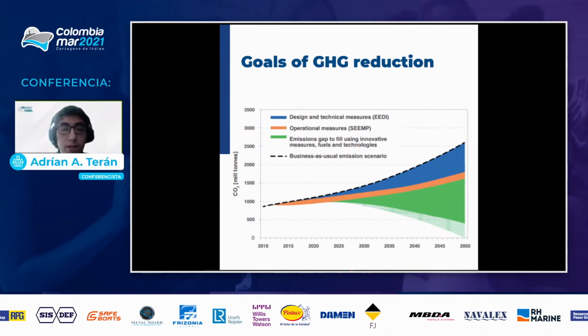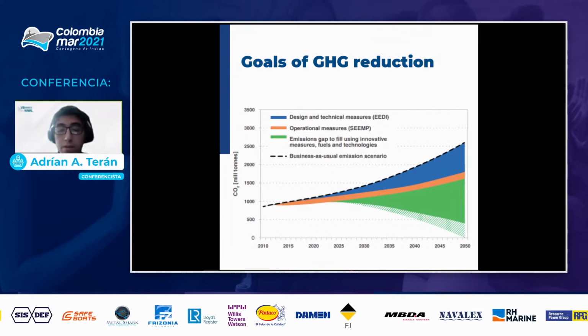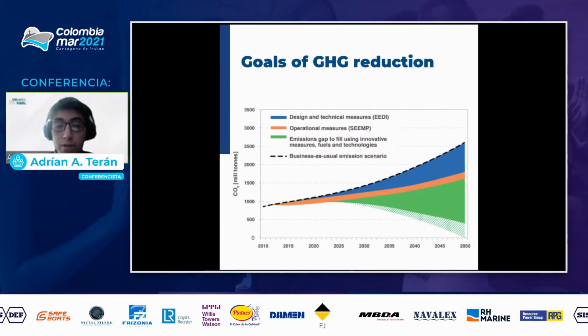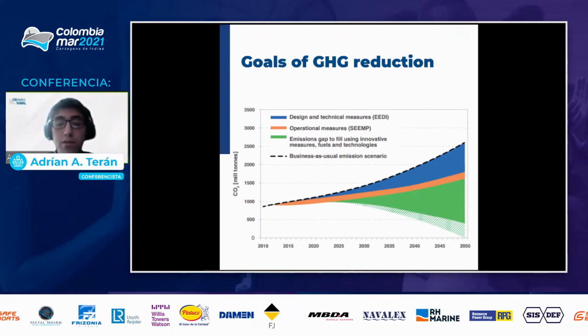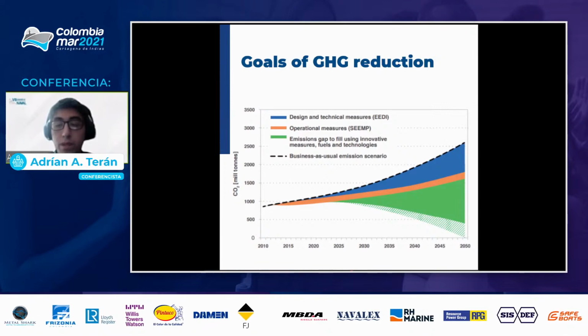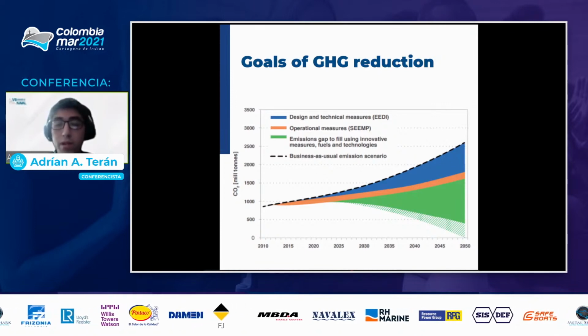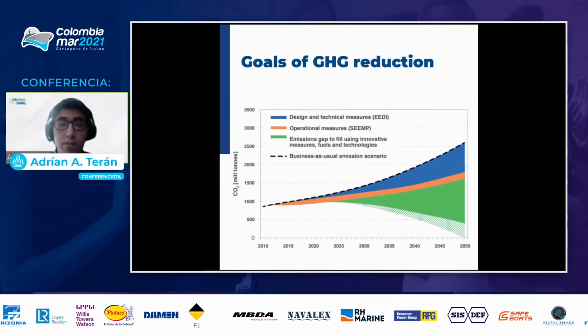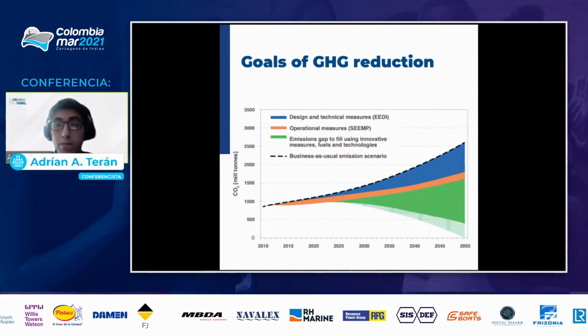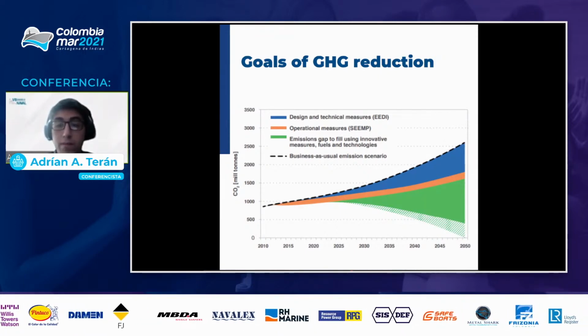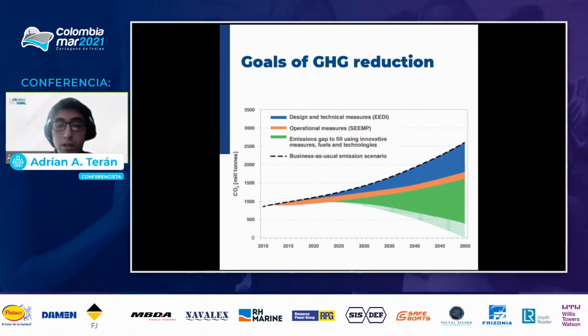The first one is the EEDI, which is the Energy Efficiency Design Index, which is applied to new vessels, restricting the amount of carbon dioxide per mile of vessel capacity in terms of emissions. So as long as that EEDI is lower, the impact from the vessel is going to be lower.